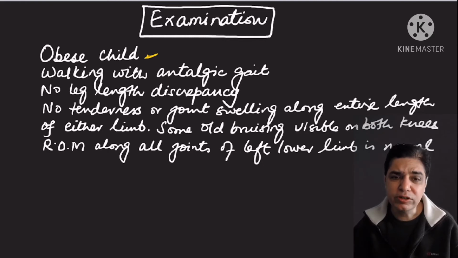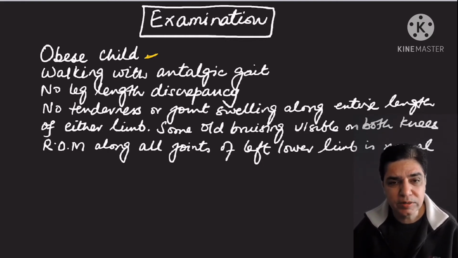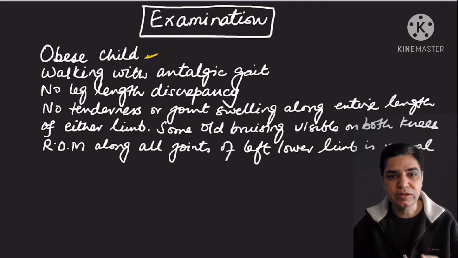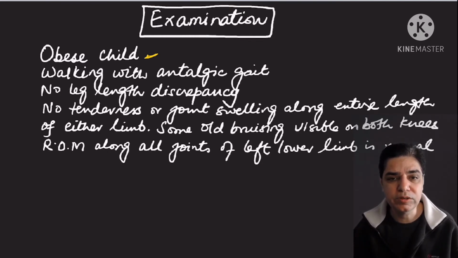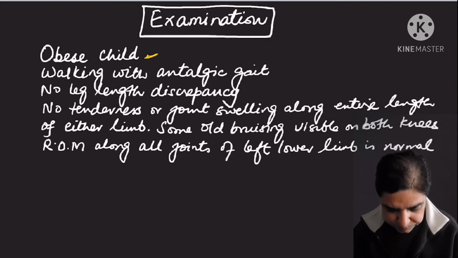And when his joints are checked for range of movement, whether it's the ankle joint, the knee joint, or the hip joint, all the joints have good range of movements. He's not complaining of any pain anywhere along the joint.